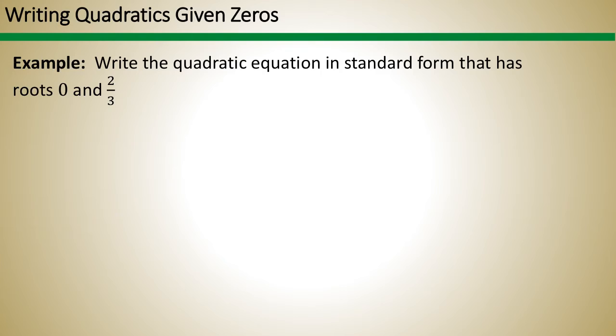So here our roots are 0 and 2/3. Same thing, set them equal to x. So x is equal to 0 and x is equal to 2/3. We want 0 on one side. We actually already have it here, so that's done. This one is going to become x minus 2/3 equal to 0. We actually don't want a fraction here.